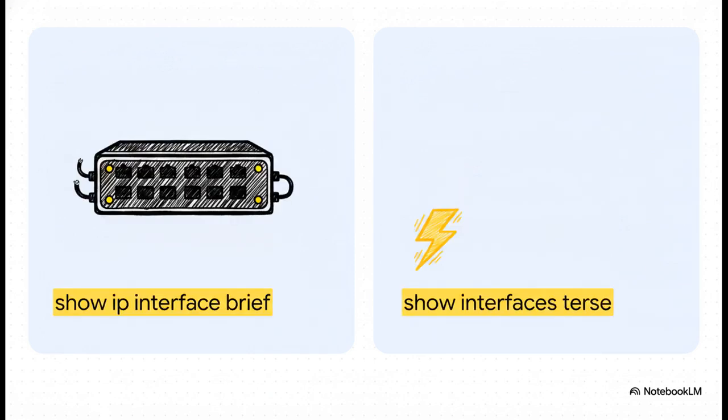Oh, and here is a critical one. If you want a quick, summarized status of all your interfaces, your Cisco muscle memory is going to scream show IP interface brief. But when you're sitting at a Junos terminal, you'll want to type show interfaces terse. Seriously, burn this one into your memory. It is an everyday command that will instantly make you feel at home in your new environment by giving you that quick snapshot of exactly what is up and what is down.